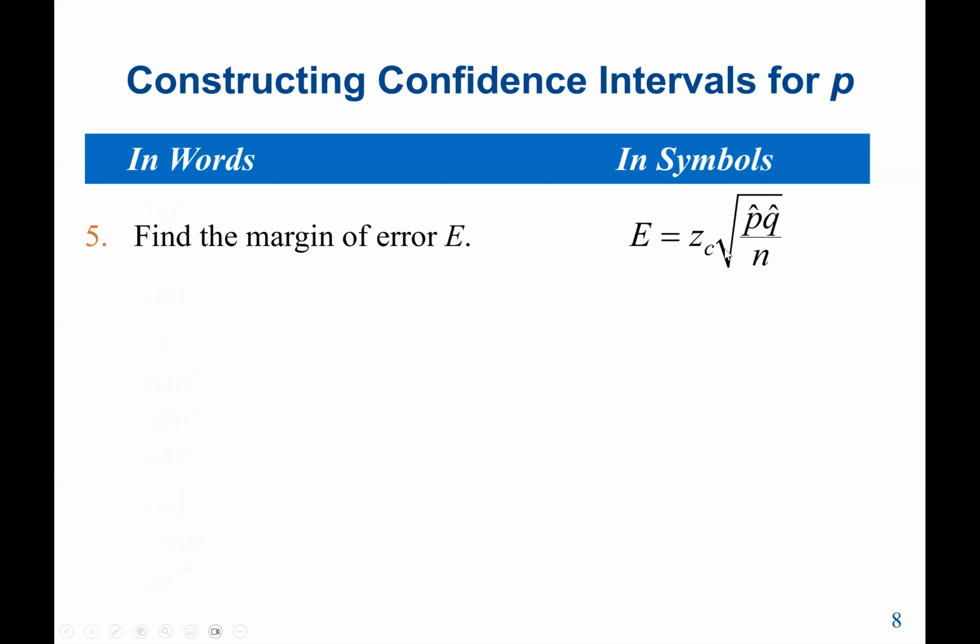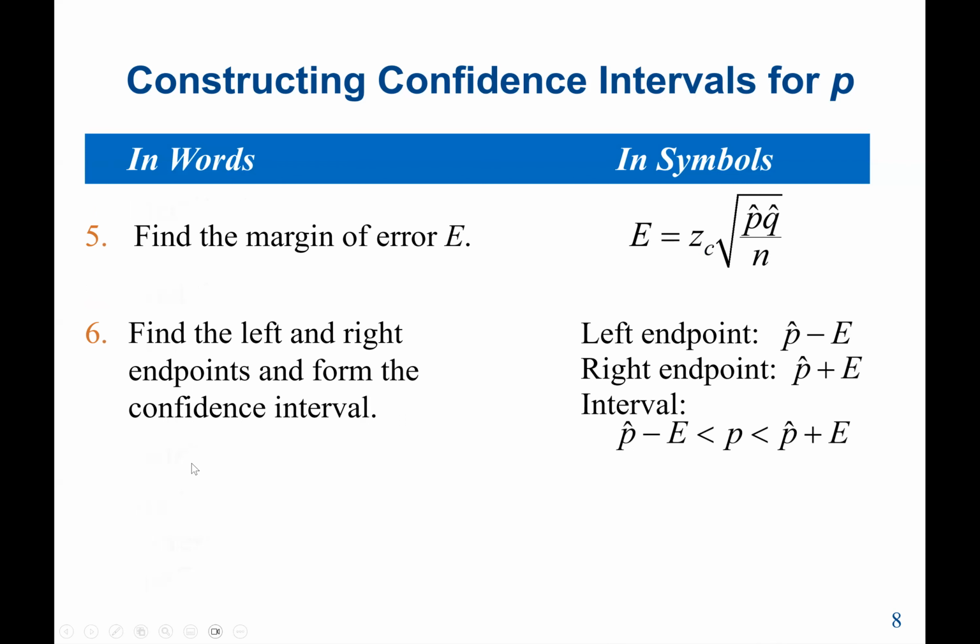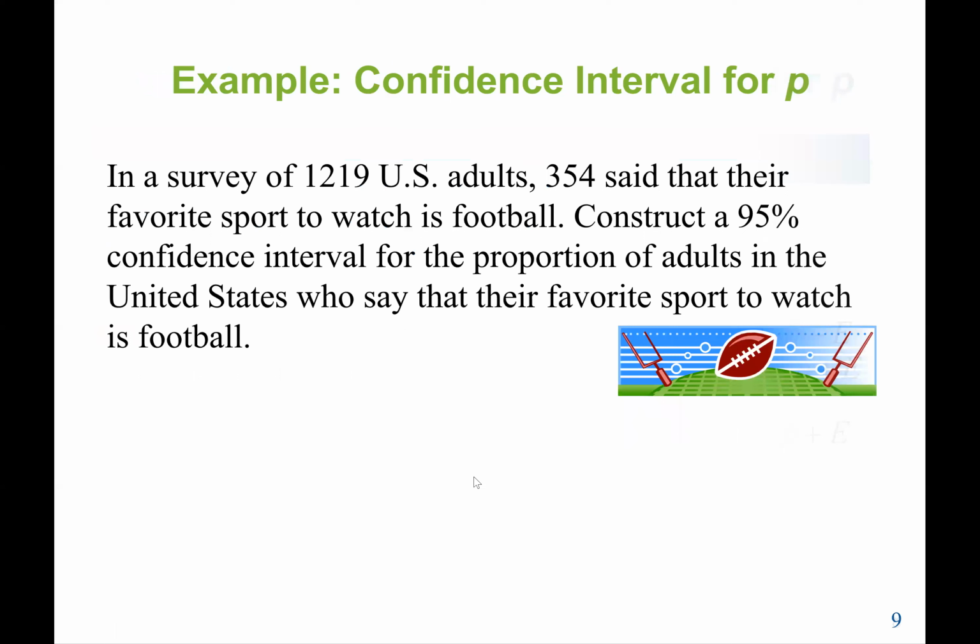Now, when we get the critical value, we find the error or the margin of error, E. Now, when we get the margin of error, we are finished. Now we can find the interval, the p hat minus the margin of error to p hat plus the margin of error. So those are the 6 steps. Now let's see an example.